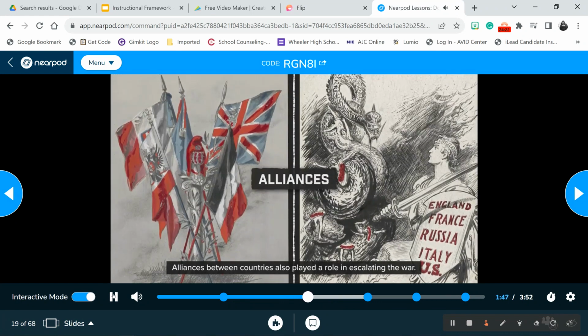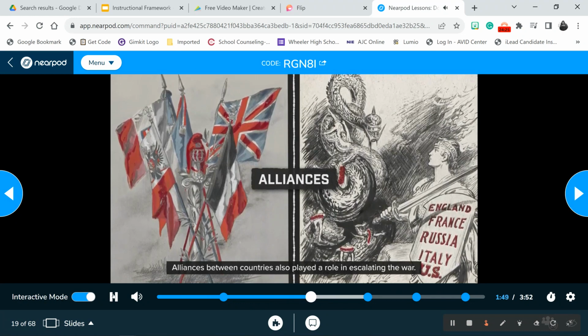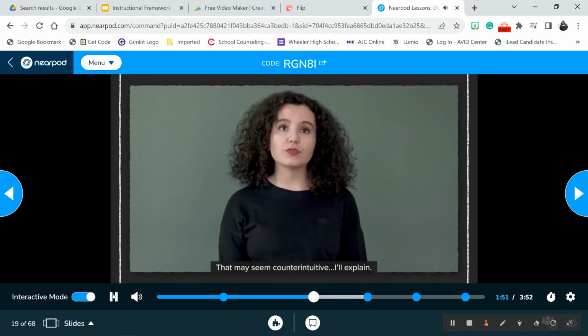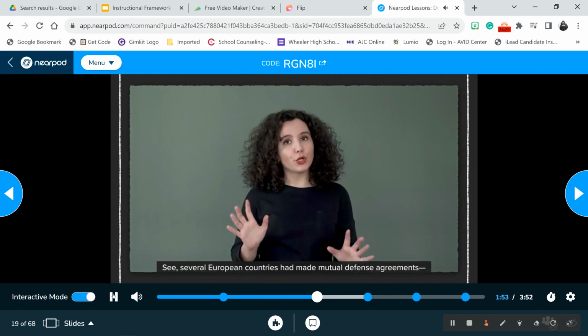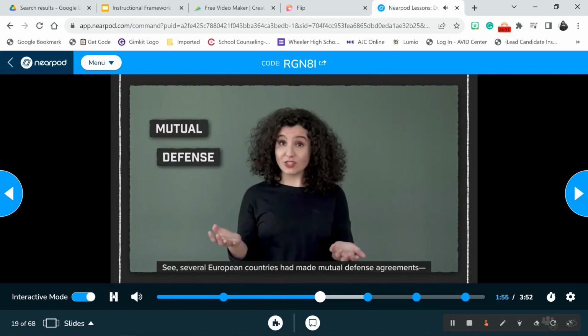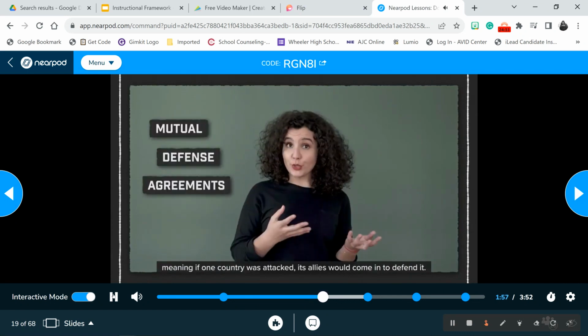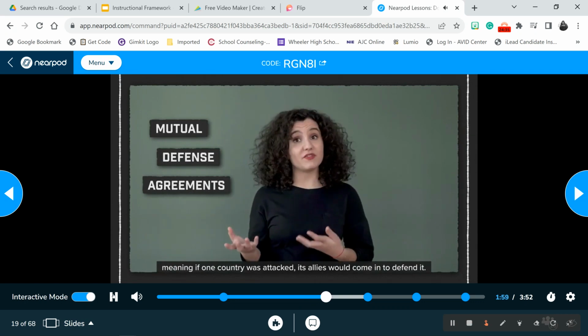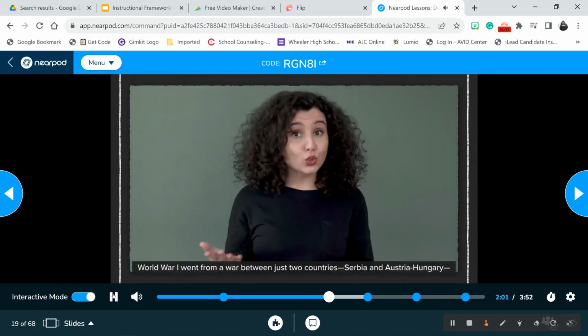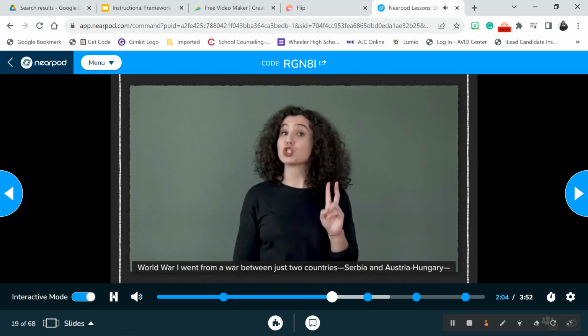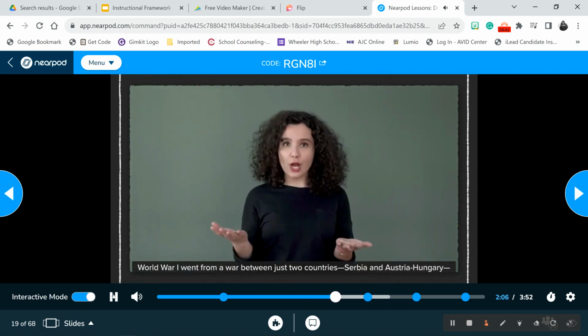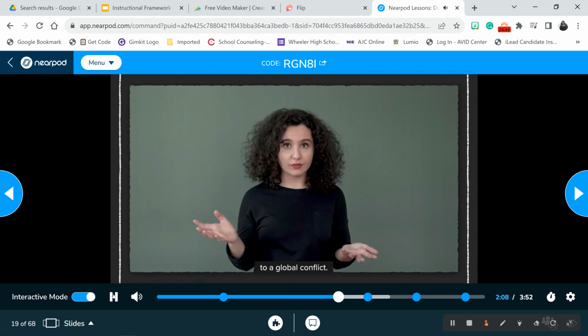Alliances between countries also played a role in escalating the war. That may seem counterintuitive. I'll explain. See, several European countries had made mutual defense agreements, meaning if one country was attacked, its allies would come in to defend it. Because of these promises, World War I went from a war between just 2 countries, Serbia and Austria-Hungary, to a global conflict.